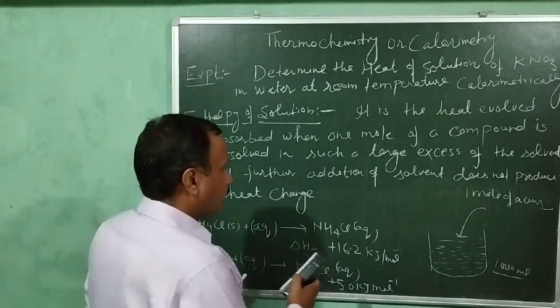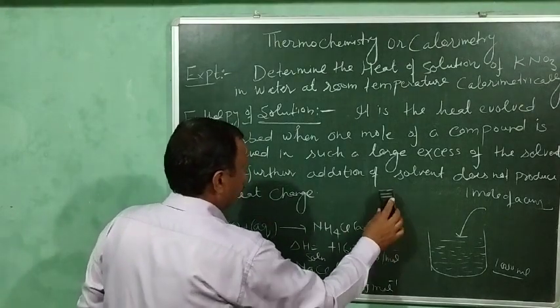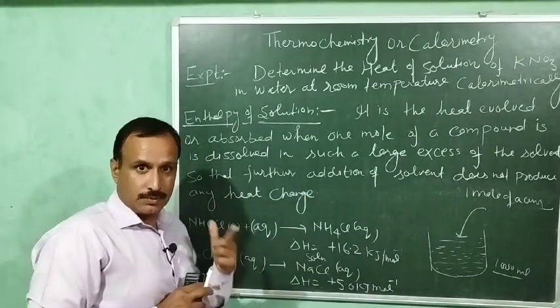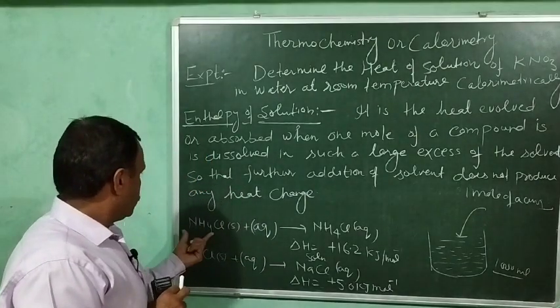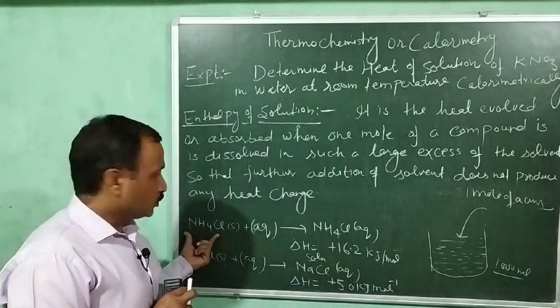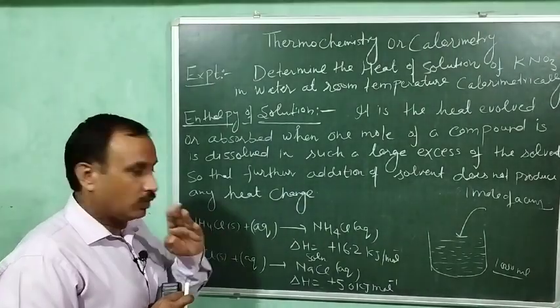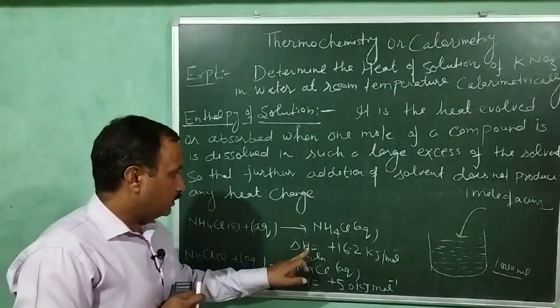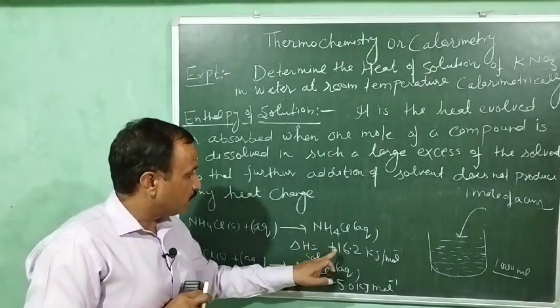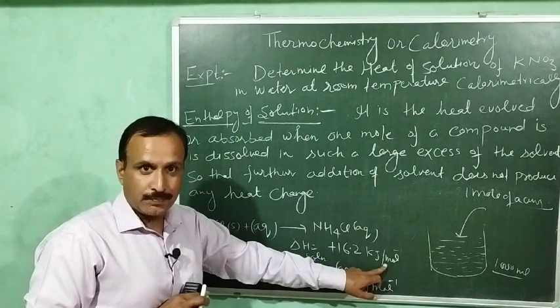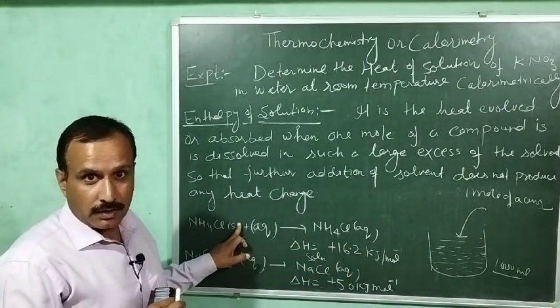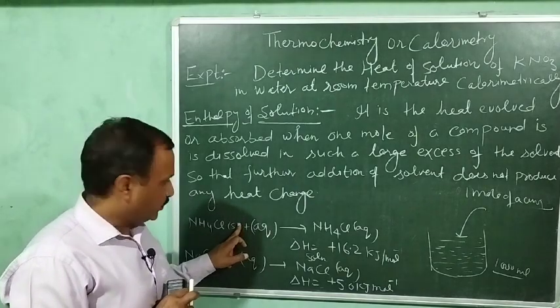Now let us come to the experiment. And yes, here I have written the enthalpy changes for some compounds. So the enthalpy of solution for ammonium chloride, where 1 mole of ammonium chloride is getting dissolved in water, is 16.2 kilojoule per mole. This means that dissolution of ammonium chloride is also endothermic. It dissolves with the absorption of heat.